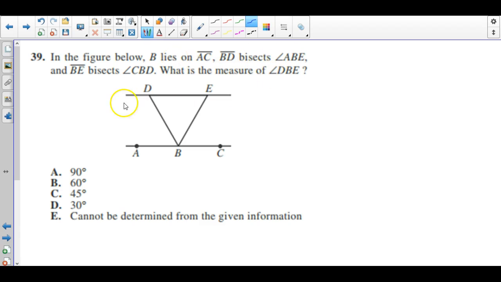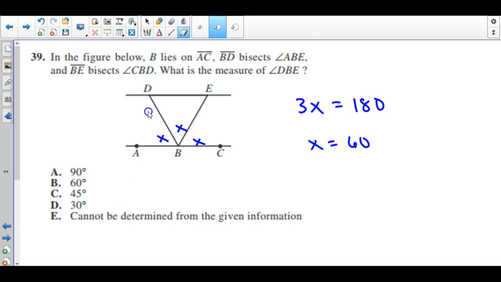And we want to know the measure of angle DBE, which is this angle right here. So what I'm going to do is split this into 3 equal parts and figure out that, hey, if I have 3 of those x's, since they're all part of a line, that means they're supplementary, and that's going to be equal to 180 degrees. So x is going to come out to 60, and that's really all we're solving for then, is the measure of angle DBE, which is 60 degrees, so that is answer B.